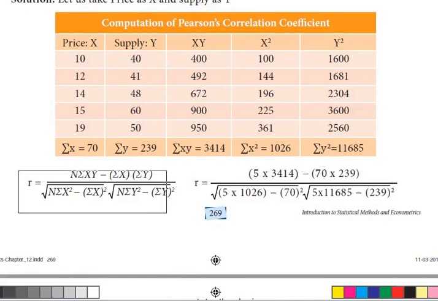So R is equal to n of sigma xy. So n is the number of values, it is 5. So we write it as 5. Sigma xy. So sigma xy means after multiplying x and y, the sum total of all the values. That already we have done. That is 3414. So 5 into 3414 minus sigma x. So sigma x is the total of all the x values. That is 70. Then into sigma y. So total of all y values it is 239. So minus 70 into 239.